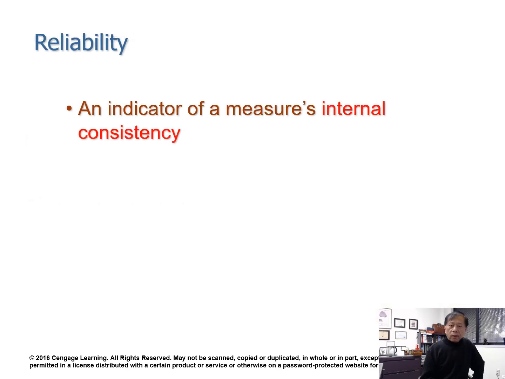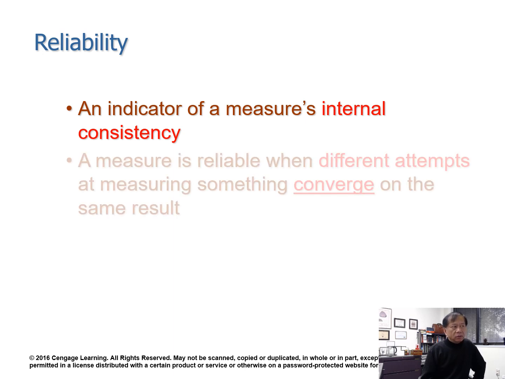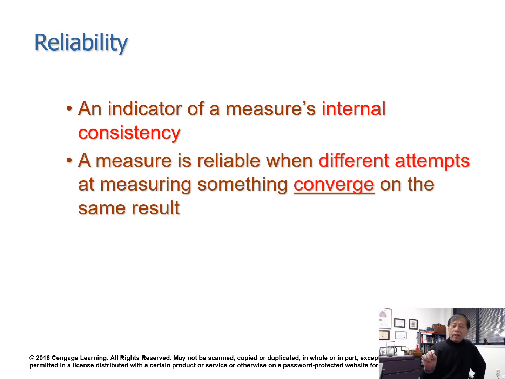Reliability. In measuring, you want the measurement to be reliable. Reliability is an indicator of a measure's internal consistency. If it's reliable, it means that it's consistent again and again. It's like using a bathroom scale to weigh yourself: if you weigh yourself 5 times and the results come out very close to each other, then it's reliable.